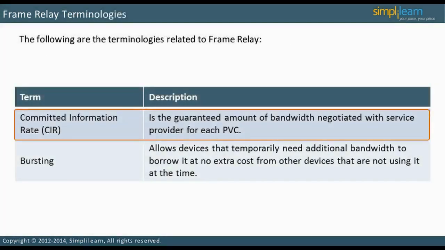Committed Information Rate, CIR, is the guaranteed amount of bandwidth negotiated with the service provider for each PVC. Customers normally choose a CIR lower than the access rate, or bandwidth on the access link, to be able to take advantage of bursts. Service providers tend to oversubscribe their capacity. This means they sell access to more bandwidth than available. The assumption is that customers will not run their PVCs at capacity all the time.